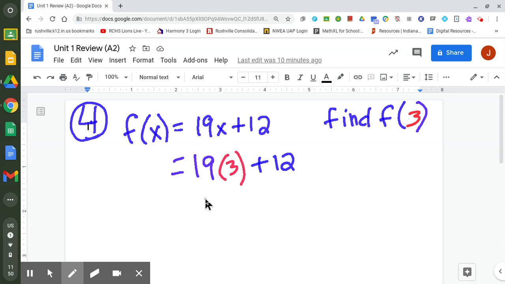And then I'm just simply finding the value of that. So in my calculator, I can put 19 times 3 plus 12. And that should give me 69. So the answer is just simply whatever value you get once you have put that number in for the x.